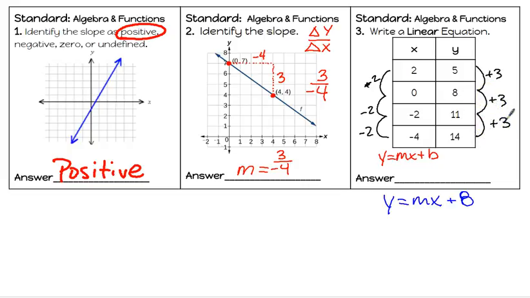So our change in y over our change in x would be positive 3 over negative 2, which equals our slope. So now what we have is y equals positive 3 over negative 2 x plus 8.